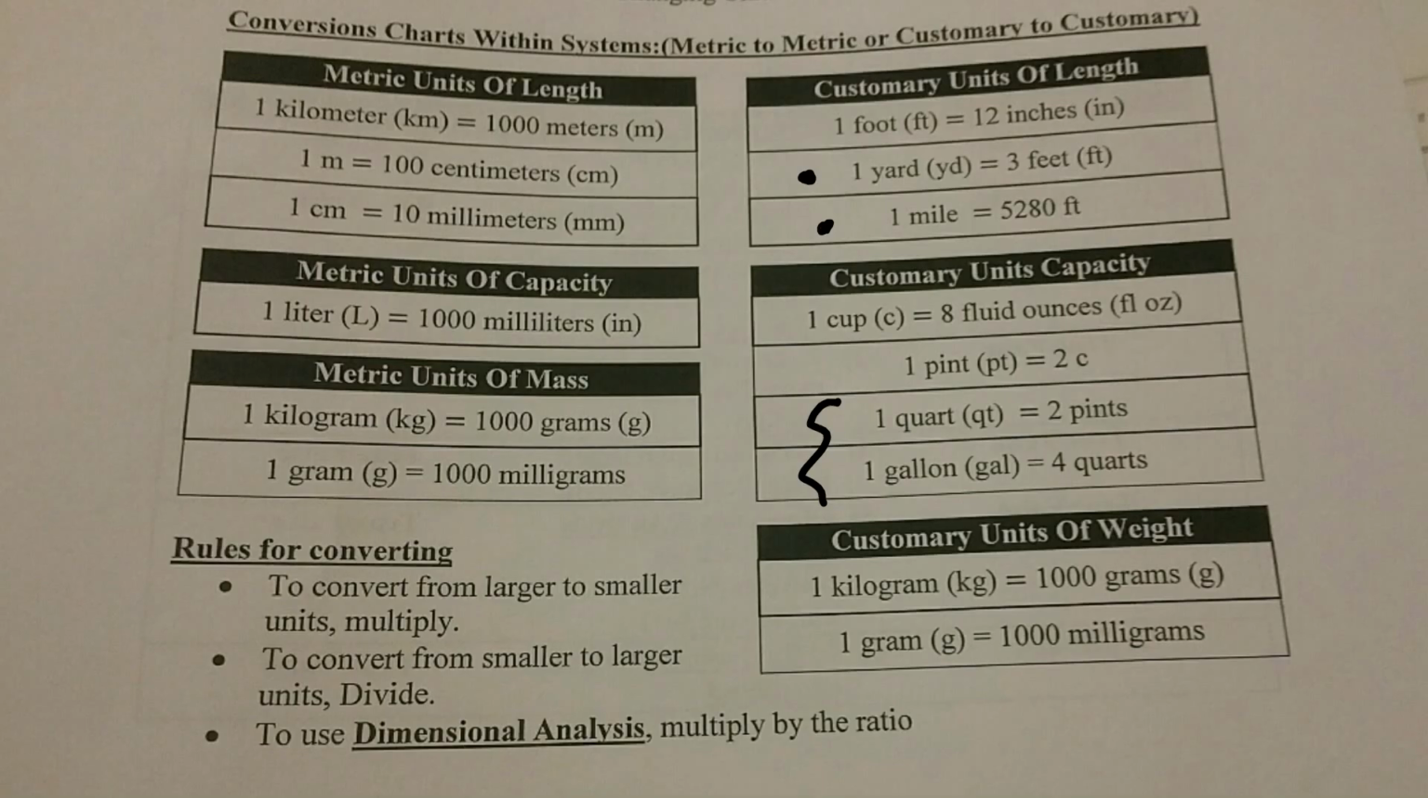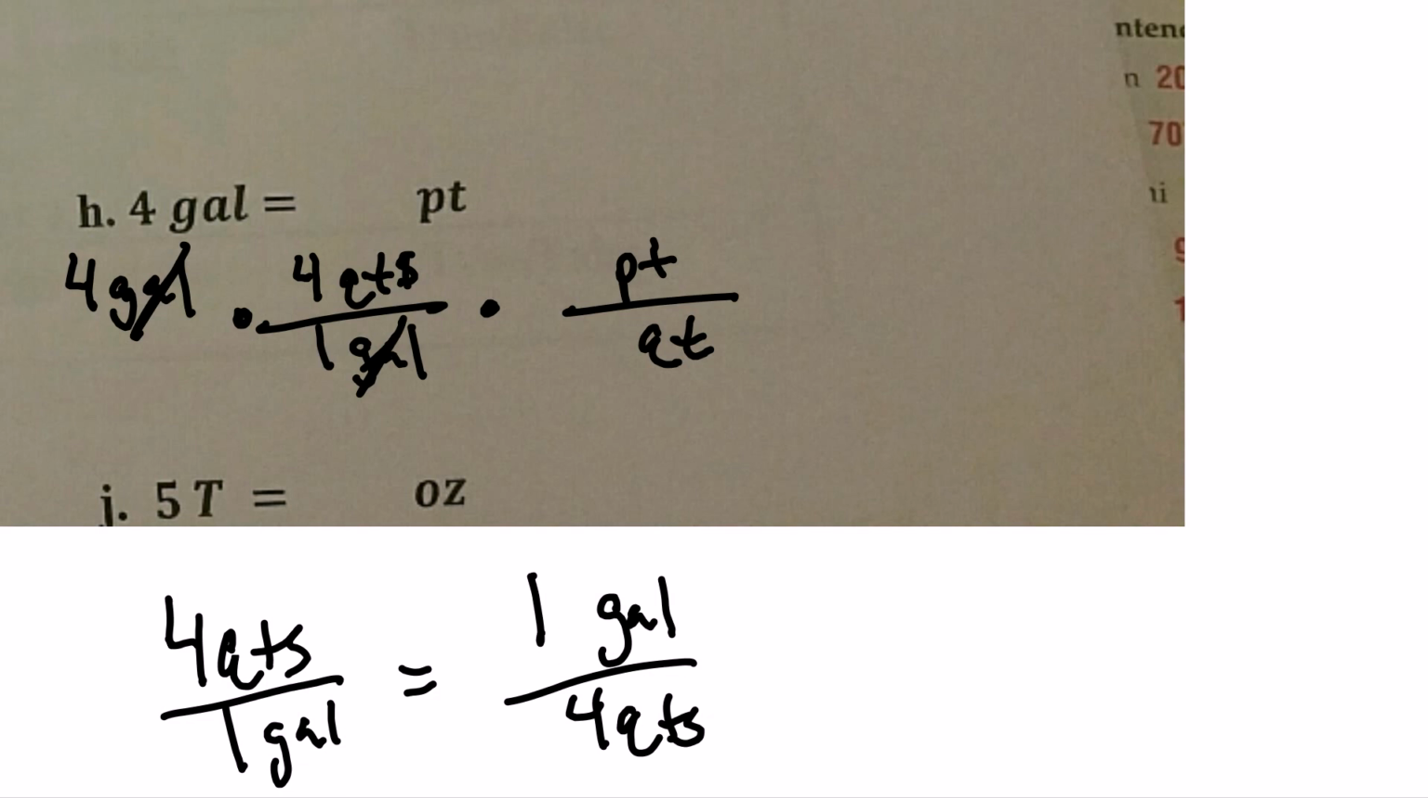And I look at my conversion chart. My conversion chart says 1 quart equals 2 pints. So I say 2 pints for 1 quart. The quarts cancel. I'm left with pints at the end. So 4 times 4 is 16 times 2. So 4 gallons is going to be 32 pints. And that's it.